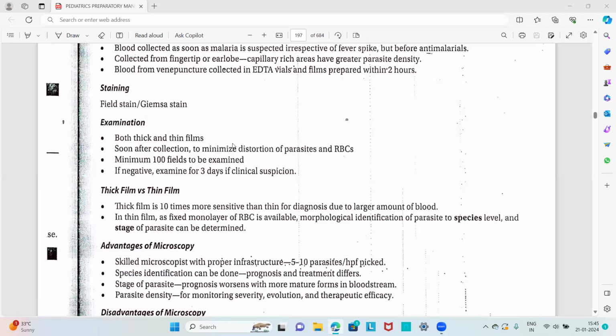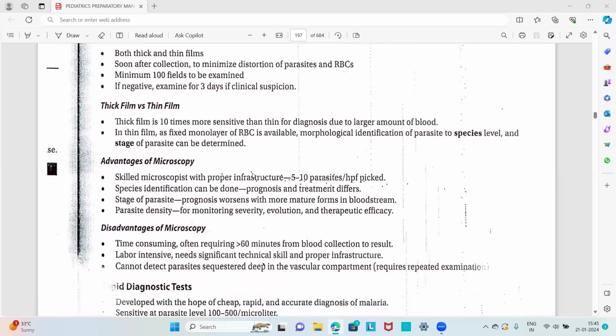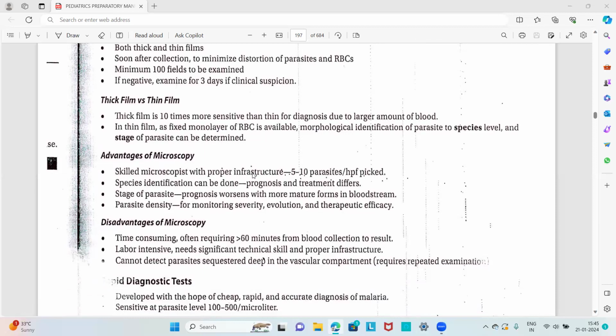Minimum 100 fields to be examined. If negative, examine for 3 days if clinical suspicion is there. And thick film is 10 times more sensitive than thin for diagnosis due to the large amount of blood. In thin film, as a fixed monolayer of the RBC is available, morphological identification of the parasite to species level and stage of parasite can be determined. Thick film is for the detection of the amount of parasites, but thin film is for species level identification.